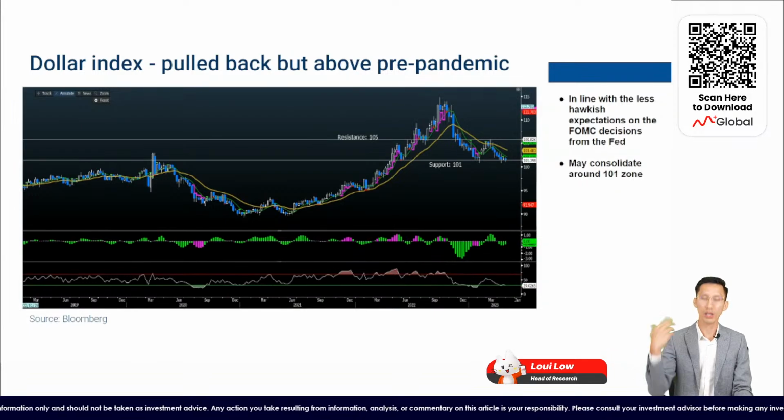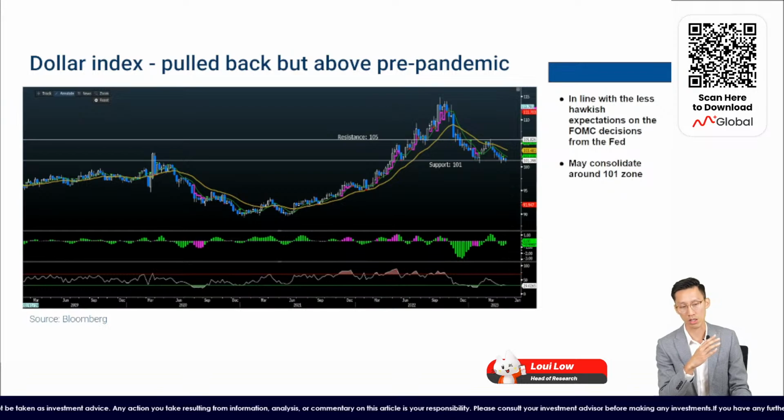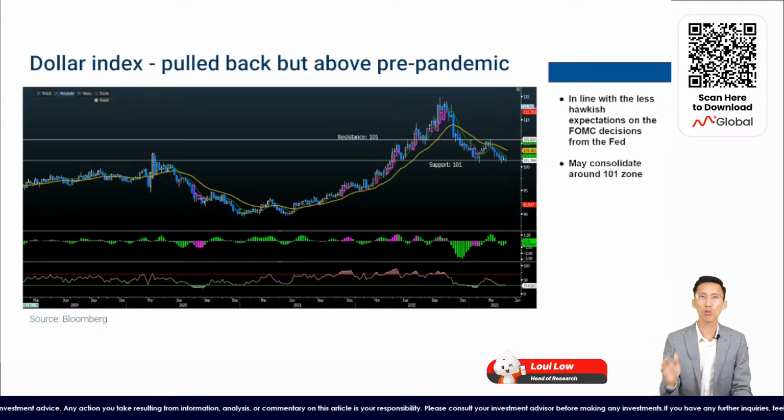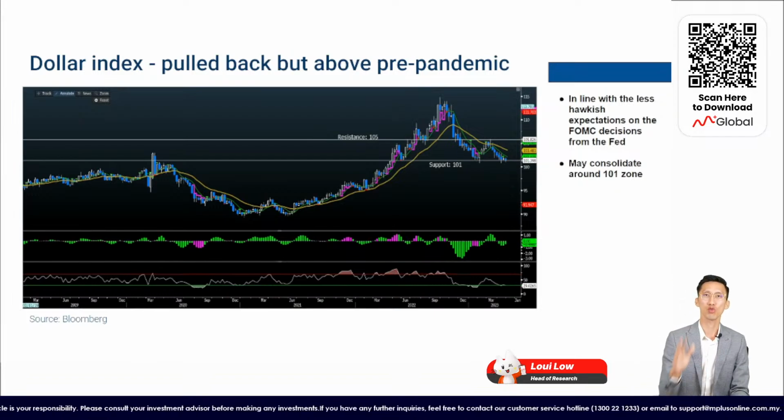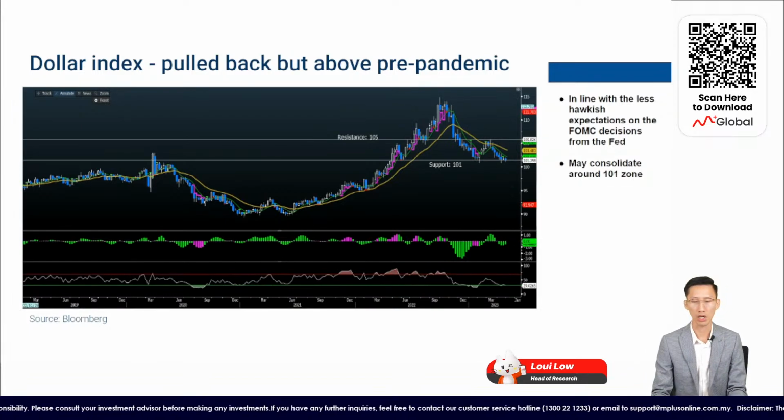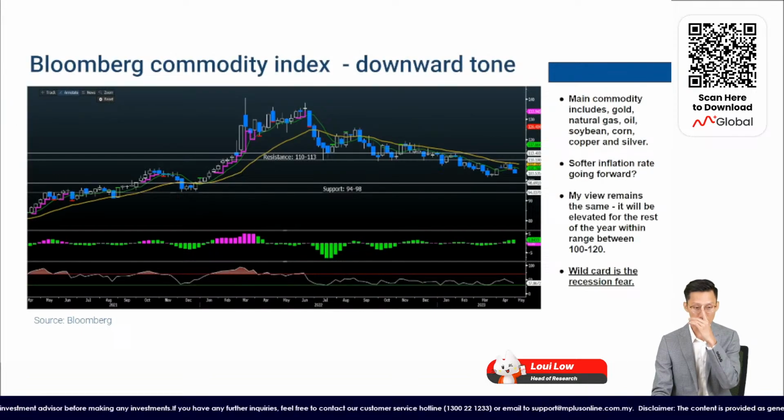If they're going to a rate cut position, then people will sell the US dollar, and then the US dollar index will go down. So for now, what I'm thinking here is that this should be the last round of the interest rate upcycle, and therefore it should be holding on, maybe a pause for the rest of the year. And this dollar index should stay about the 100 zone, at least for the near to mid-term.